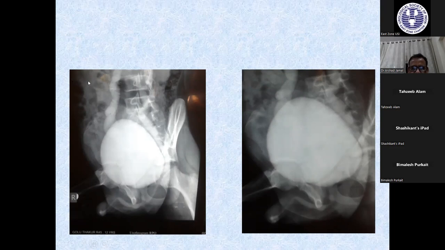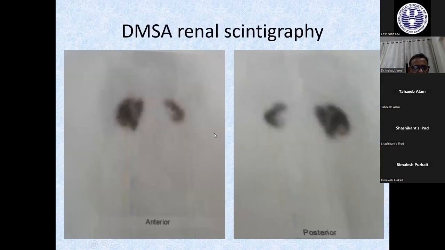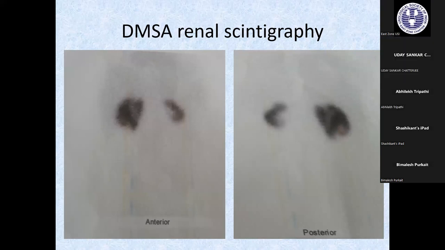Next slide. What is the investigation? It is already written. How do we approach this patient? What are the ways to approach? First we see the age of the patient and grade of the reflux. Usually in grade 1 reflux there is spontaneous resolution of 90 to 100%, in grade 2 80 to 90%, in grade 3 60 to 70%, grade 4 30%, and in grade 5 usually less than 10%.